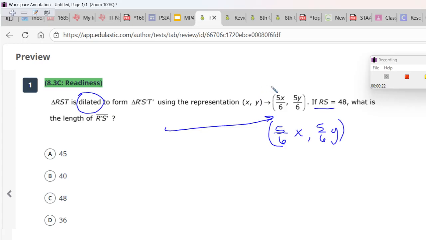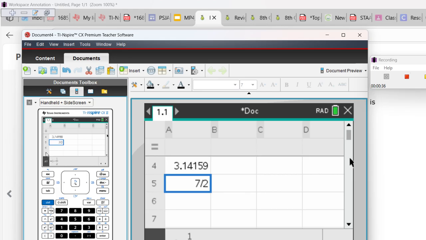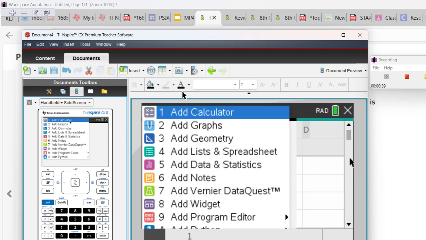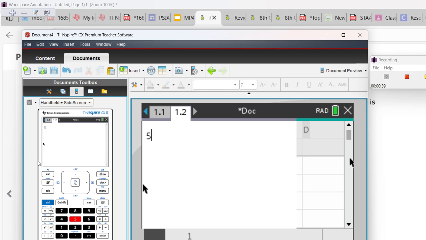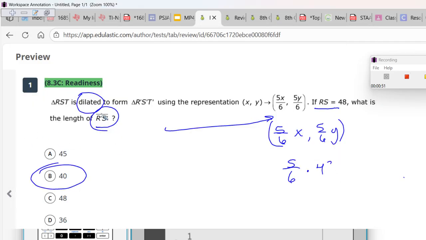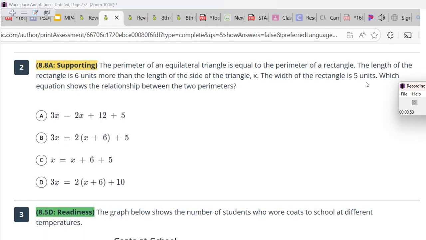If RS is 48, what is R prime S prime? So you basically take whatever they give you, and multiply it by 5/6. So you can go 5/6 times 48. Get the calculator. Turn on a regular calculator and go 5 over 6 times 48. That's what dilation means. The answer is 40. Pretty easy, pretty darn easy.